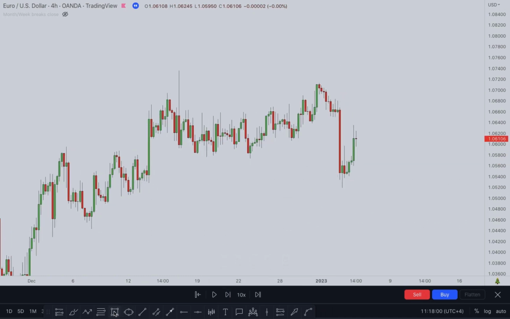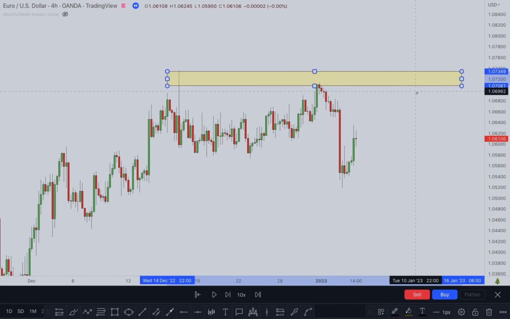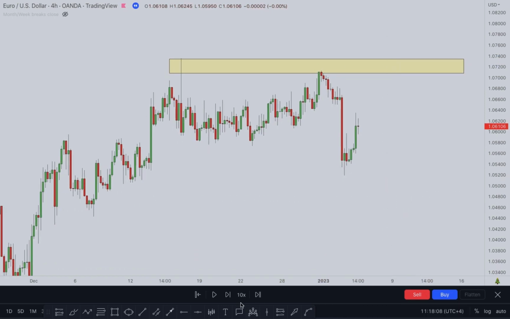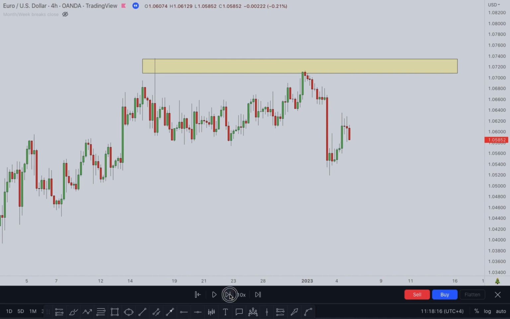So we had this pullback, right? This is our zone. We have this high. As long as price has not broken above this high, this is still a downtrend, and we are just looking for selling opportunities, right? This is just a pullback, and we want to wait for the end of the pullback before we go short, right? So let's go forward.